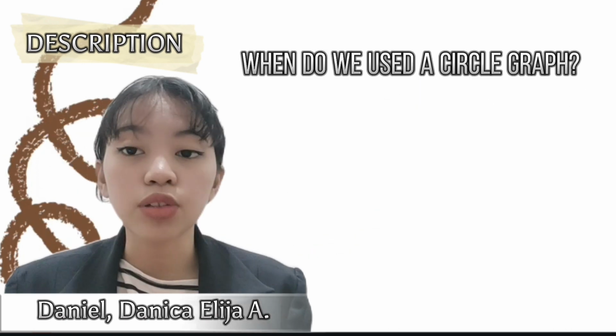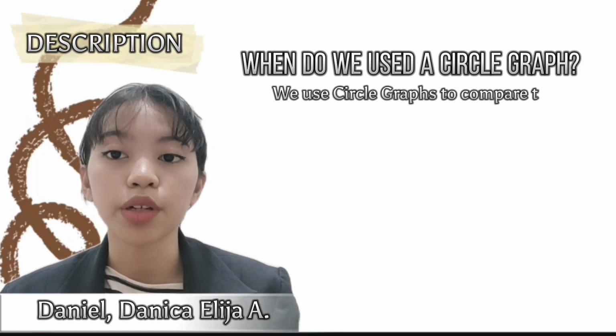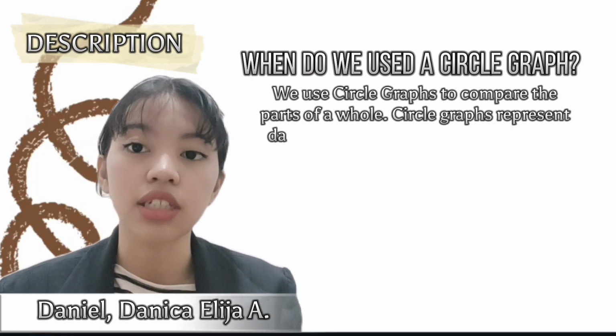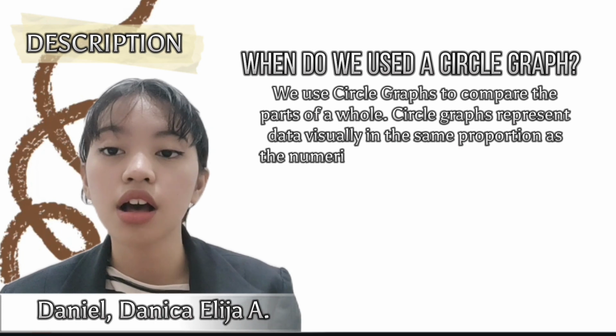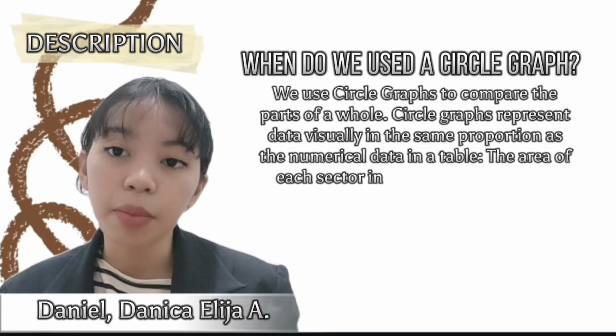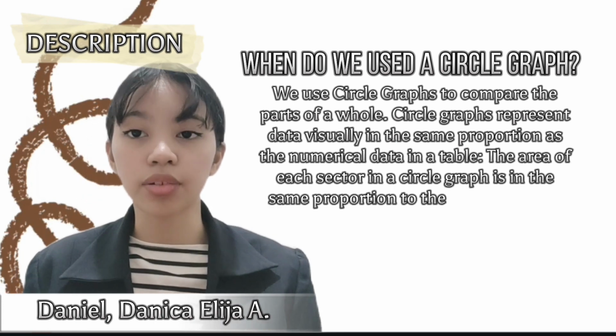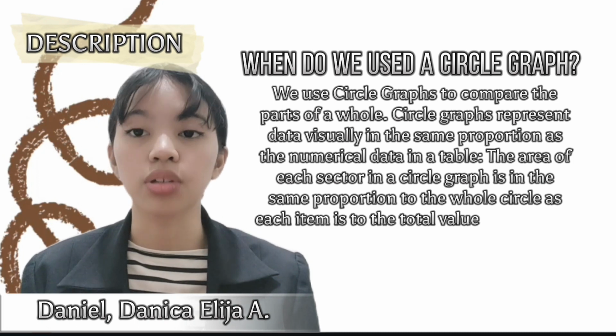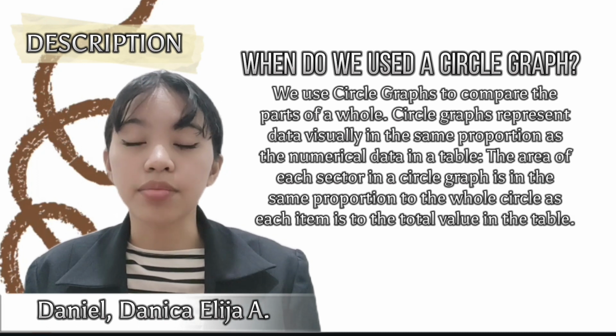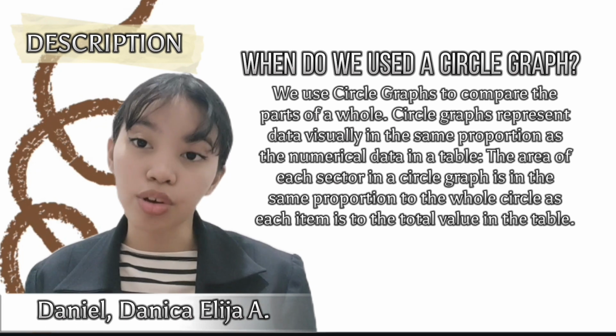When do we use a circle graph? We use a circle graph to compare the parts of a whole. A circle graph represents data visually in the same proportion as the numerical data in a table. The area of each sector in a circle graph is in the same proportion to the whole circle as each item is to the total value in a table. And that is all for the description.